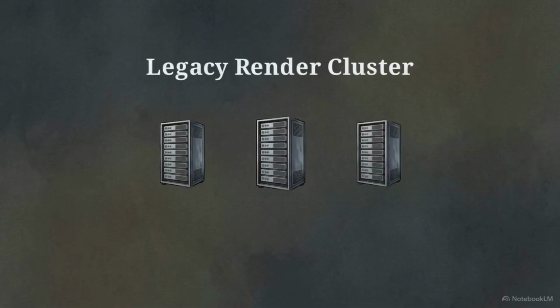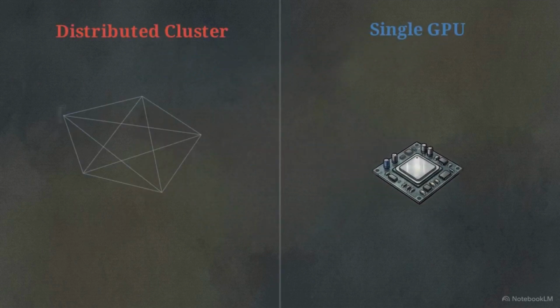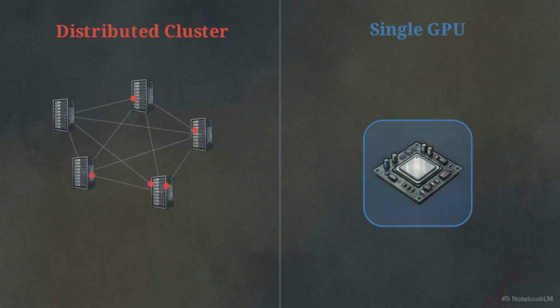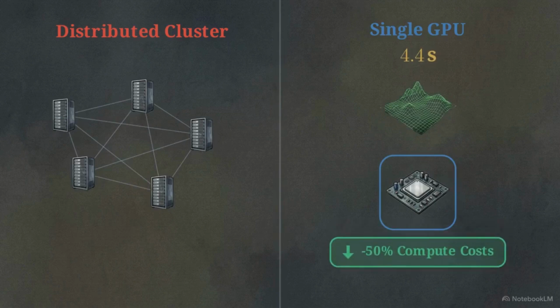The second architectural step replaces legacy 3D rendering pipelines with TideGS. Legacy systems rely on distributed compute clusters, whereas TideGS processes 3D environments on a single GPU. TideGS delivers real-time 3D scenes in under 4.5 seconds. For robotic navigation, this reduces compute costs by 50%.